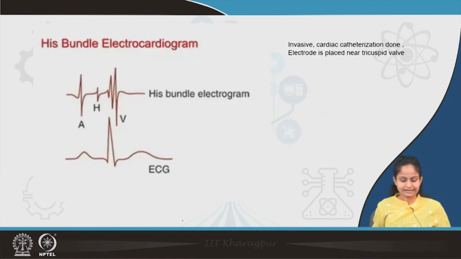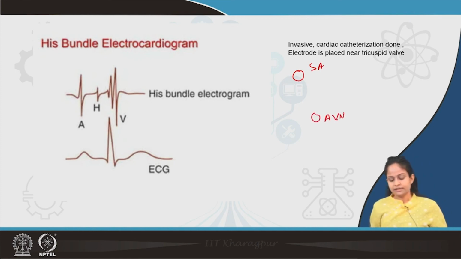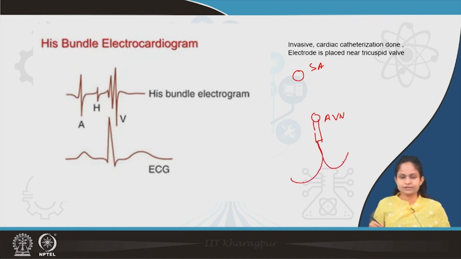Before concluding, an extra edge to this topic is the His bundle electrogram. Now, what is this His bundle electrogram? Suppose this is the SA node and this is the AV node. If we want to see any activity in the AV node or the bundle of His, after the bundle of His there is a depolarization of the ventricles, which is done by the right bundle branch and the left bundle branch conducting system. But we do not get the recording of the AV node and the His bundle in the normal conventional ECG.